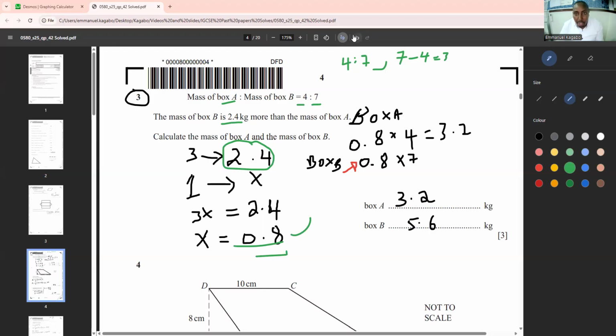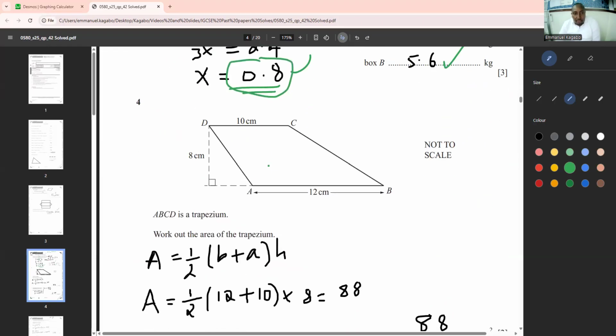So what do you get? 0.8 times 4 to get the mass of box A. 0.8 times 7 to get the mass of box B. That's how I got the answers, okay? You understand? This is 1 unit. After getting 1 unit, you multiply it by this, and you multiply it by that, okay? I hope you have understood that, okay?